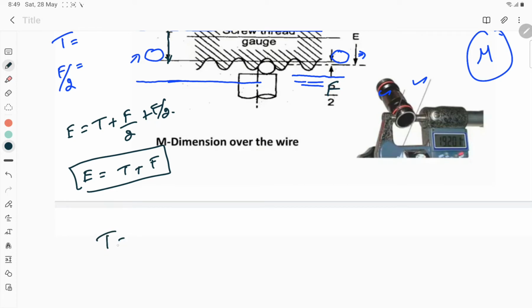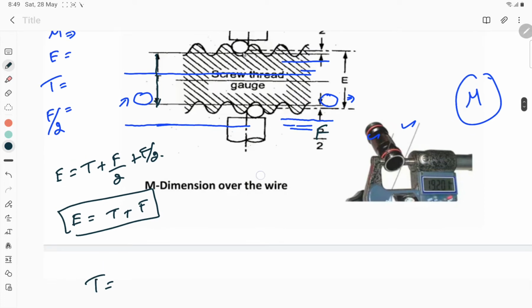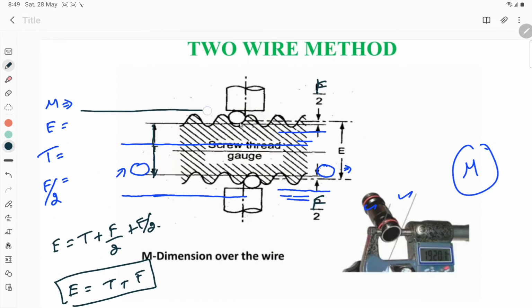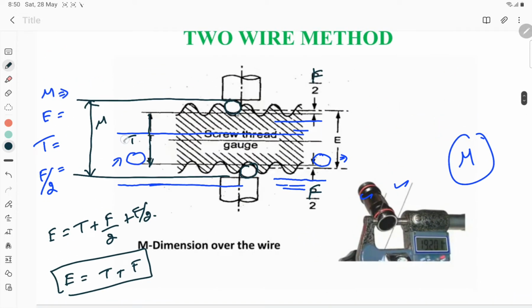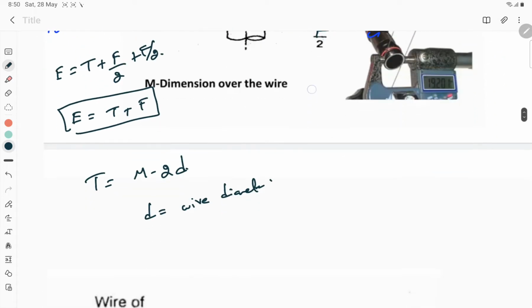Now how to calculate this T? From the diagram we know the distance over the wires as capital M. This T can be calculated by subtracting the diameter of this wire and the diameter of that wire from M. So T is nothing but M minus 2d, where d is the wire diameter. Again you can see it here. This distance is what we are interested in calculating. It is M, the distance over the wires, minus this diameter and this diameter, so M minus 2d.